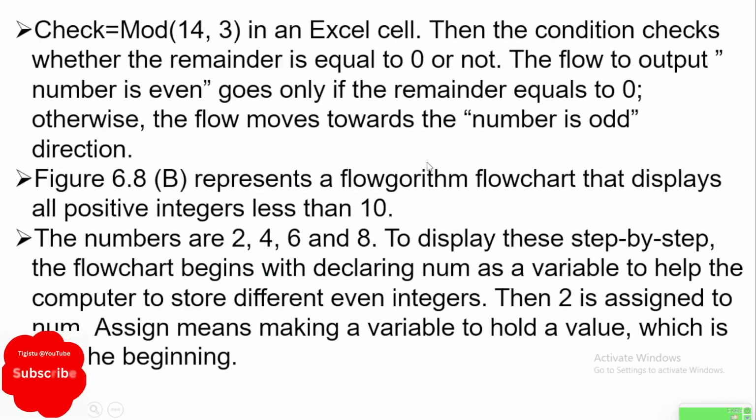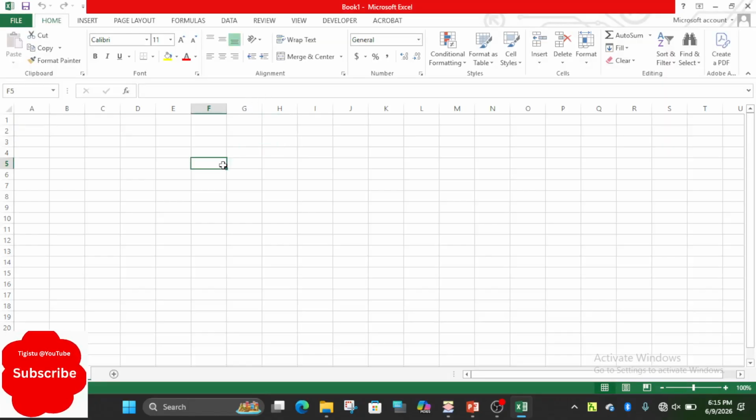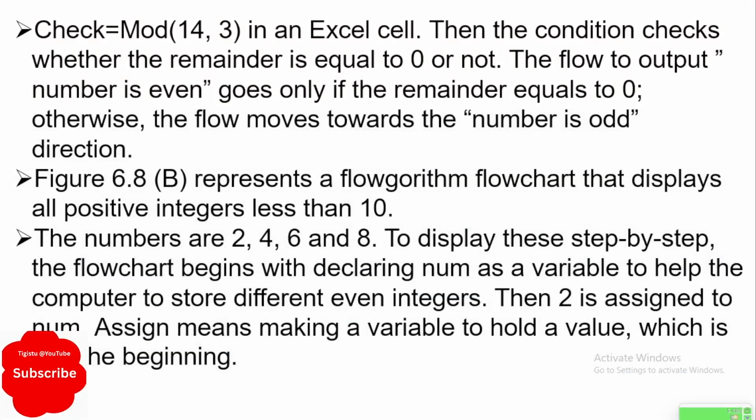Check: mod of 14, 3. What does it give? Click enter, it gives you 2. What does it mean? The remainder is 2. When we divide the number 14 by 3, the quotient is 4, then 4 times 3 is 12, and the remainder is 2. Therefore, it gives you 2 with mod.